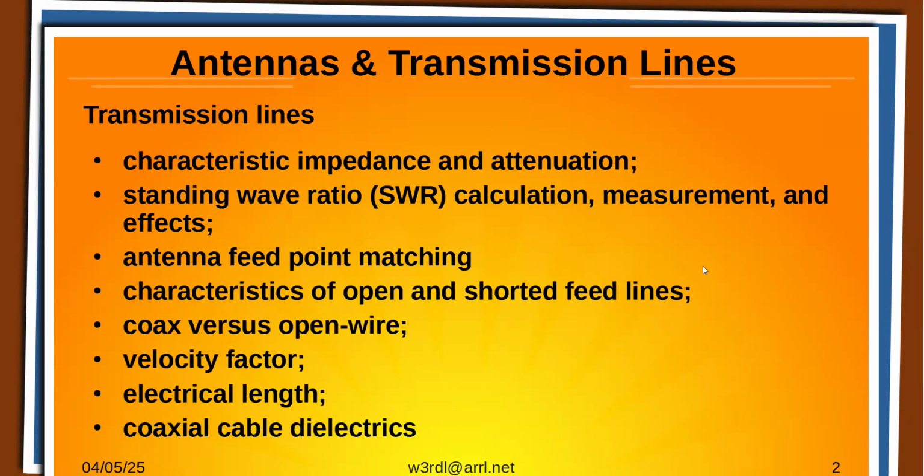Okay. Transmission lines. Talk about characteristic impedance, SWR, feed point matching again. Difference between open and shorted feed lines. Comparing coax to open wire. Velocity factor, electrical length, and dielectrics.